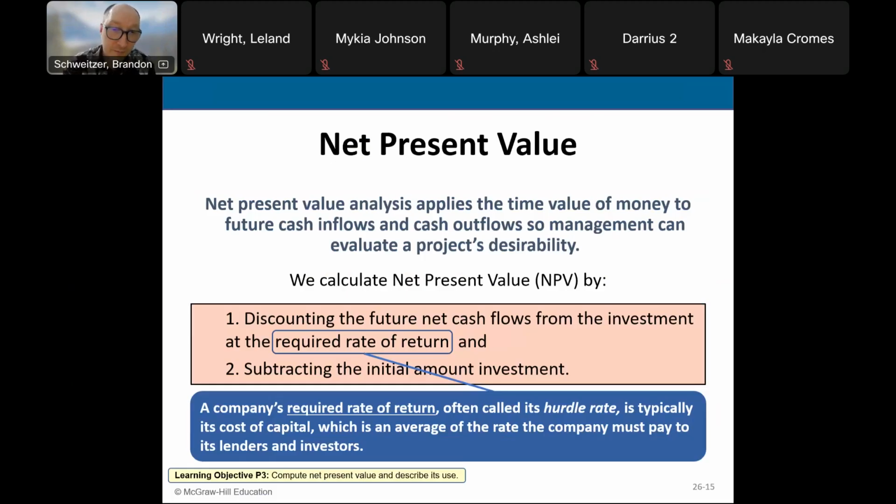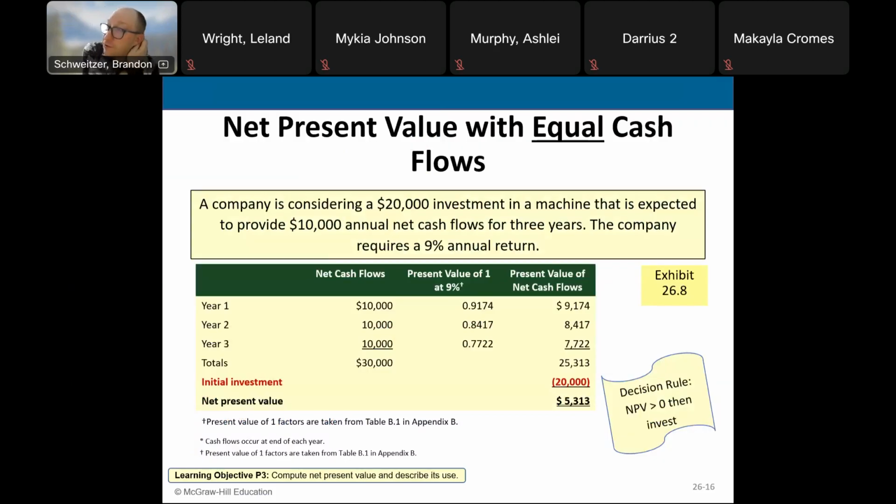So the first step, figure out the net cash flows at the interest rate. Okay, that's the first step. Second step is we subtract the initial amount from the investment from that. Pretty straightforward. It's a very straightforward calculation.